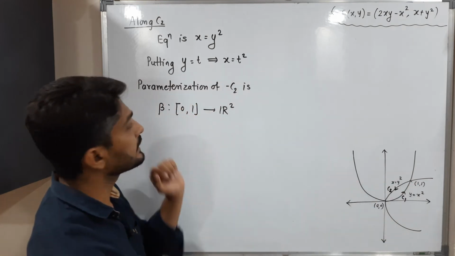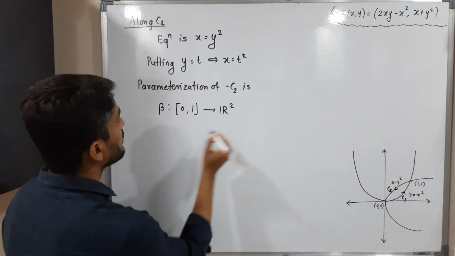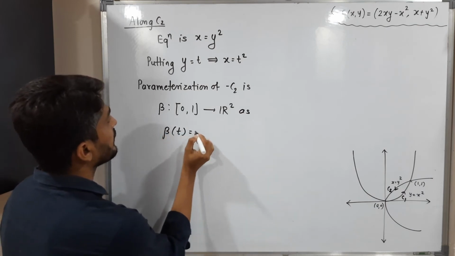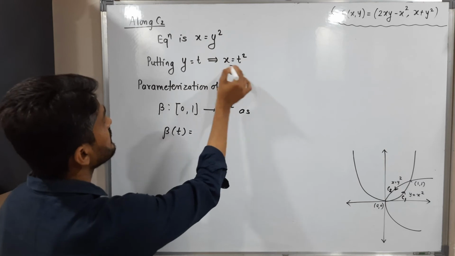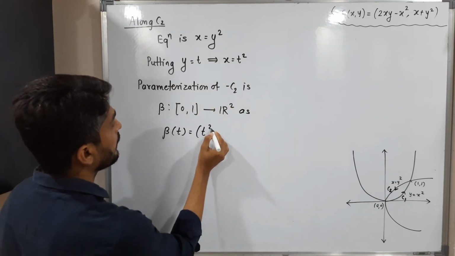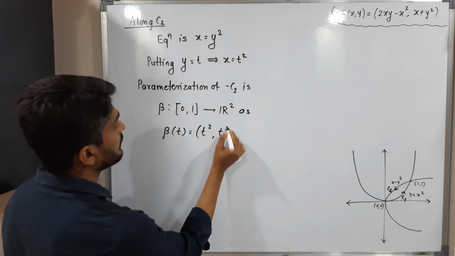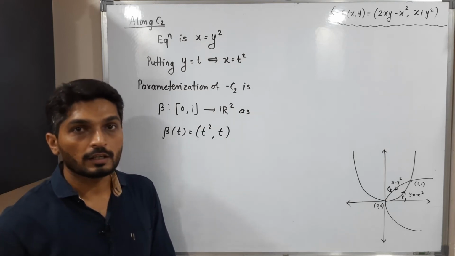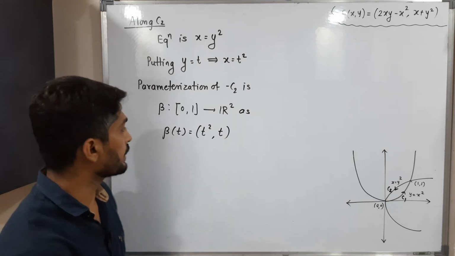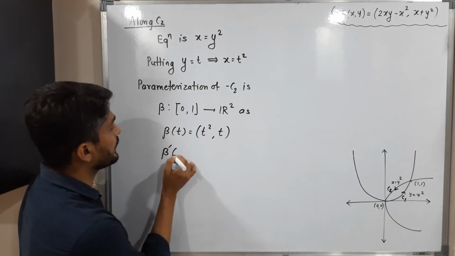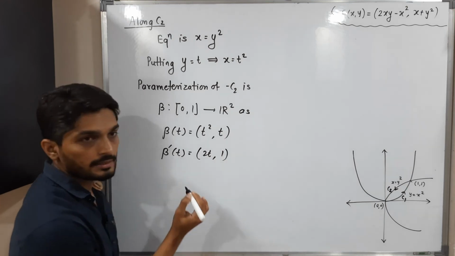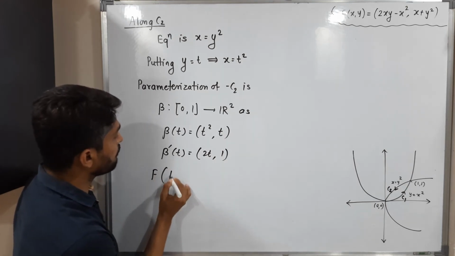So that's why we can consider this interval, defined as beta of t is equal to x. What is our x? x is t square, and y? y is t. Okay, so we need to have beta dash of t. After that, f of beta of t is also required. So let us find beta dash of t. It is quite easy. Derivative of t square is 2t. Derivative of t is 1. That's it.